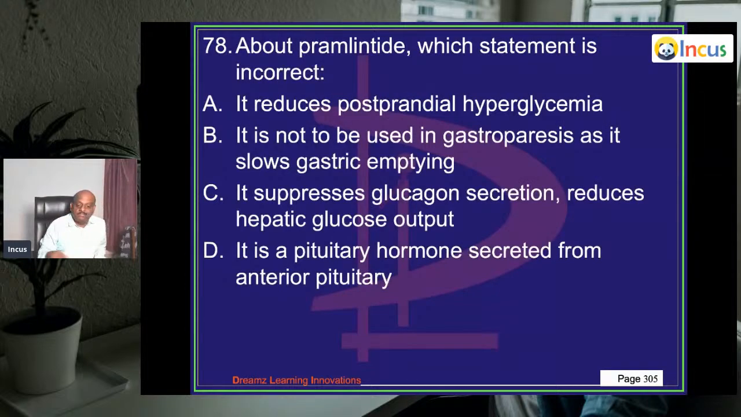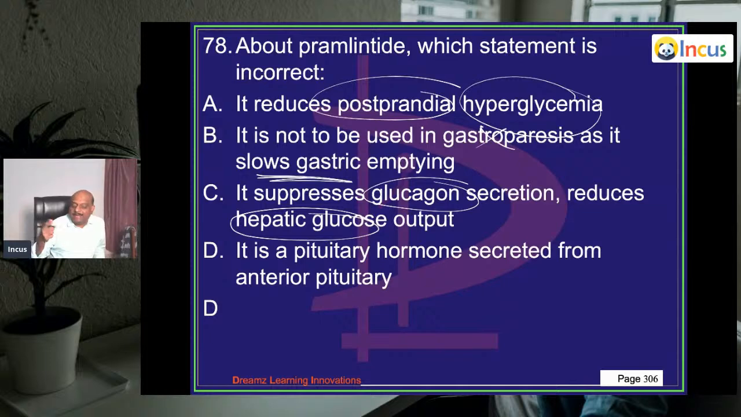Pramlintide. What happens with pramlintide? Pramlintide suppresses glucagon secretion and reduces the glucose output from the liver. It is not to be used in gastroparesis because it slows gastric emptying and it reduces postprandial hyperglycemia. In a few people, fasting blood glucose will be normal, but after eating, the glucose will rise.